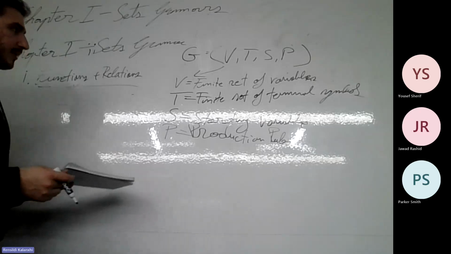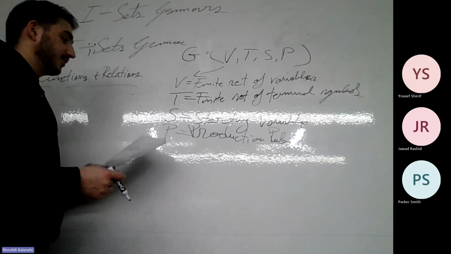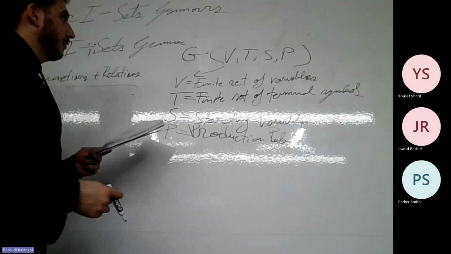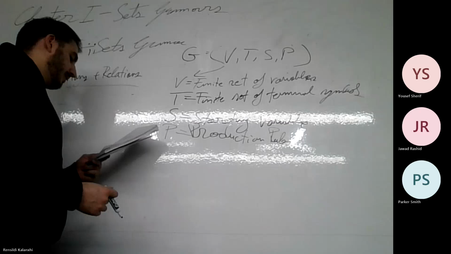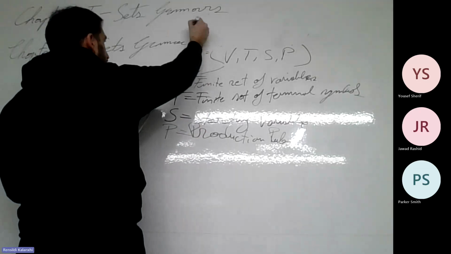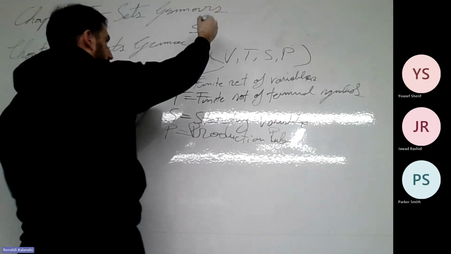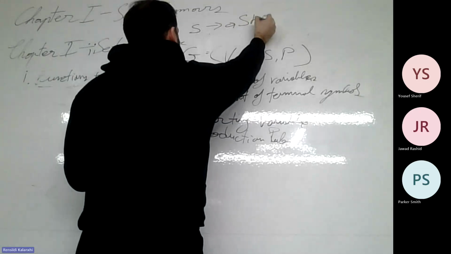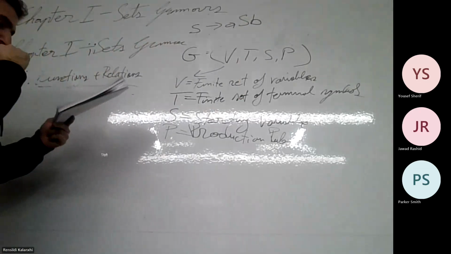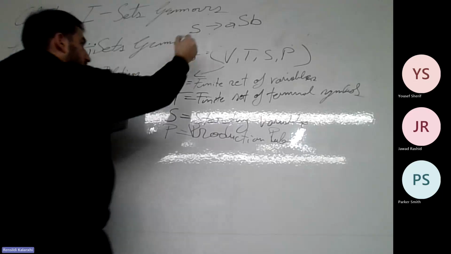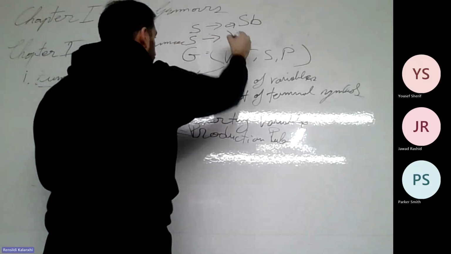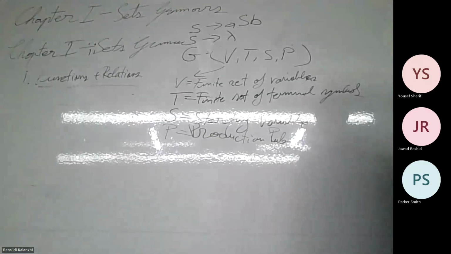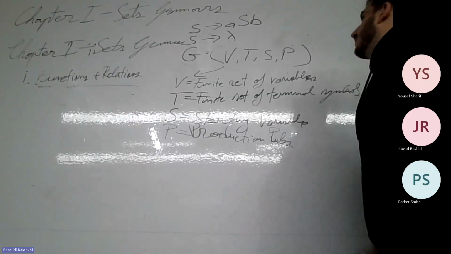So the production rules, sorry, production rules. Let's say, for example, the starting variable is S, and S goes to aSb. Also it can be lambda, meaning you can create a string.